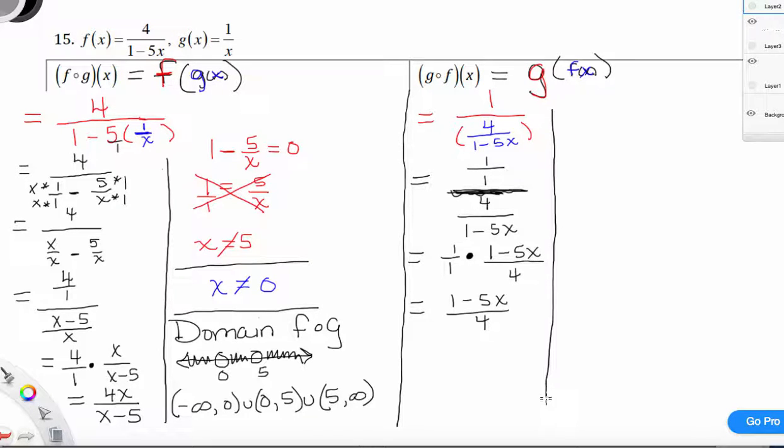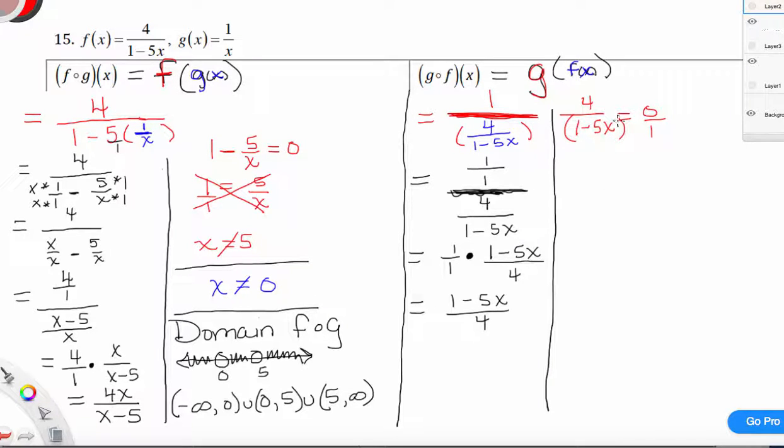And then I'm going to find my domain. And so let's find the domain of the composite function here above. Now I'm going to be looking at my whole entire unsimplified composite function, and I see I have a fraction bar, and so I need to figure out what makes this entire denominator under that red fraction bar equal to 0. And so I'm going to take my 4 over 1 minus 5x and set that equal to 0.